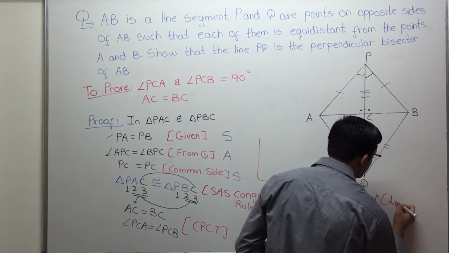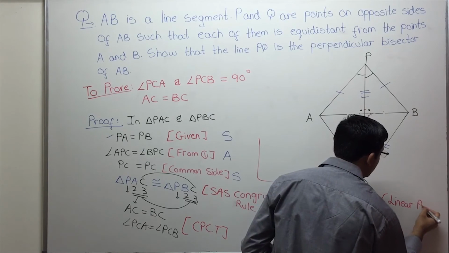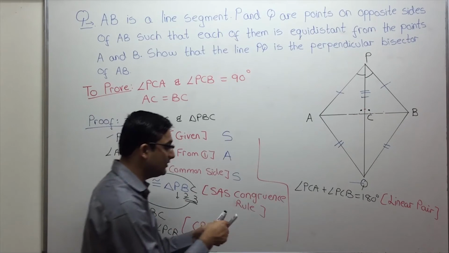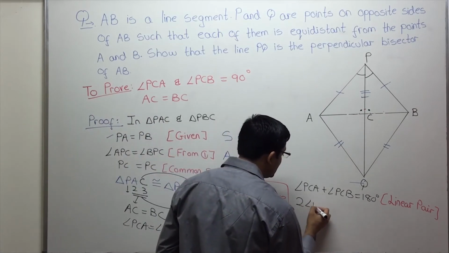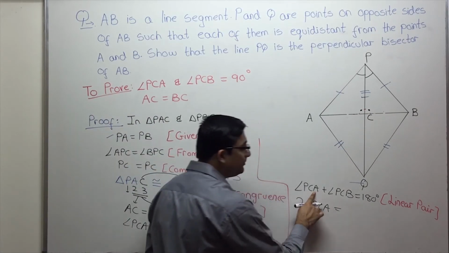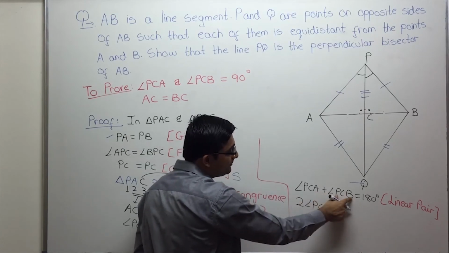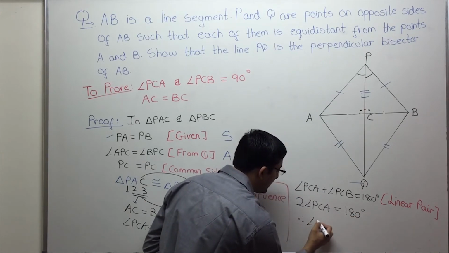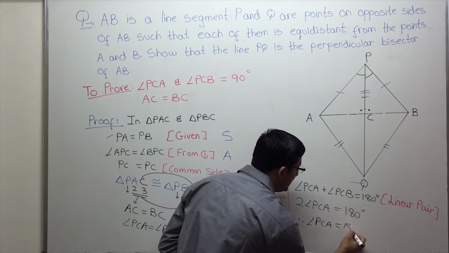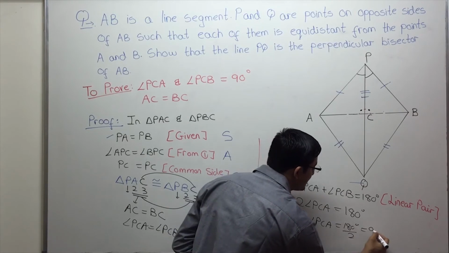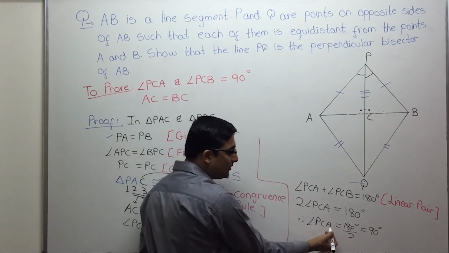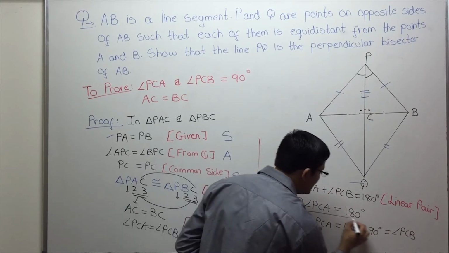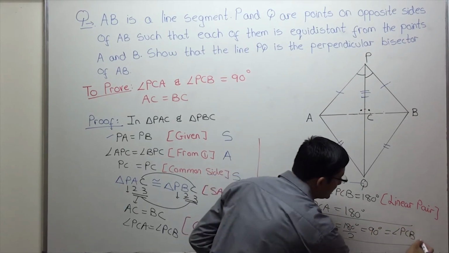Two angles next to each other on a straight line form a linear pair. Now we know both the angles are equal. So I can simply say 2 times angle PCA, that is angle PCA is equal to angle PCB. So angle PCA plus angle PCA, 2 times angle PCA is 180 degrees. Therefore angle PCA is 180 divided by 2, that is 90. And we know angle PCA is equal to angle PCB. So angle PCA is equal to angle PCB, that is 90 degrees.